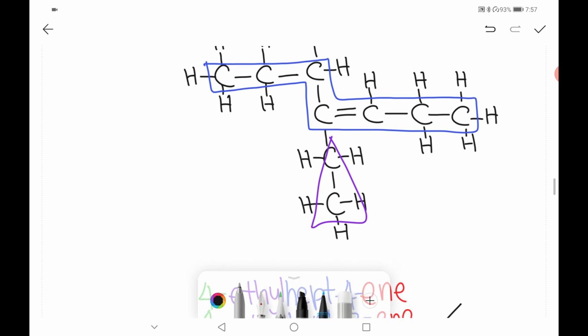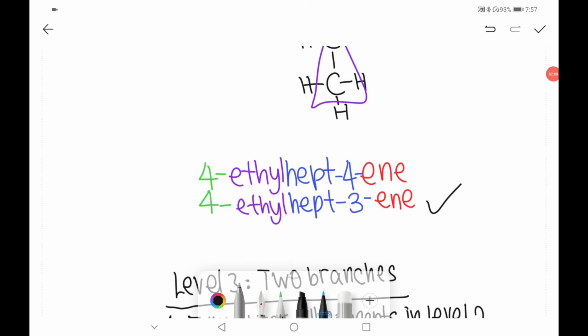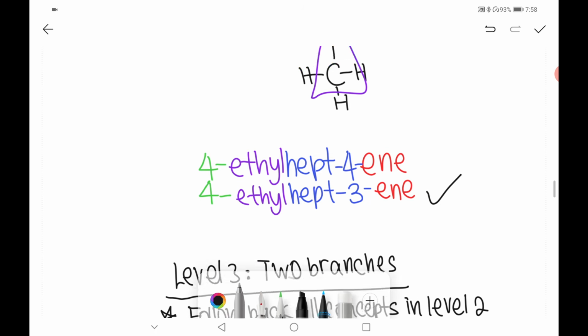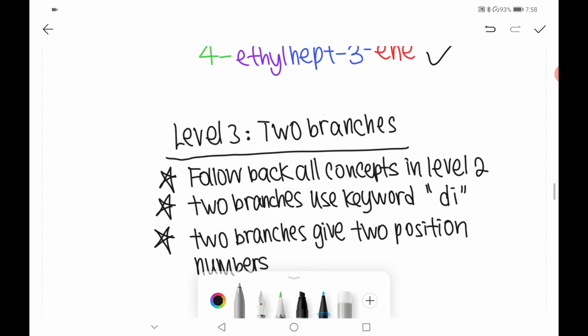Okay, so I hope everyone can understand how I do the naming. This is level 2 of naming. It's not hard. You just need to do it step by step and do it carefully. Then you will be able to get the name already. Okay, so now we move on to the last one, which is level 3.